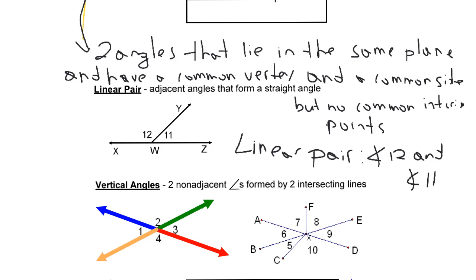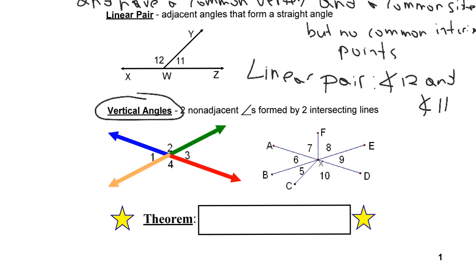The next one is probably the most important concept of chapter 1 and in general in geometry: vertical angles. So what are vertical angles? Vertical angles are two non-adjacent angles. Non-adjacent means they are not next to each other. They don't share a common side and are formed by two intersecting lines. I think if you take a look at the example, it will be a little bit easier.